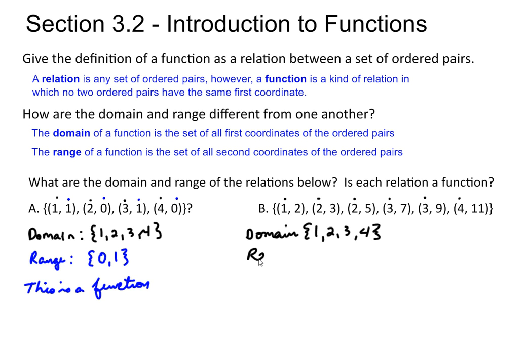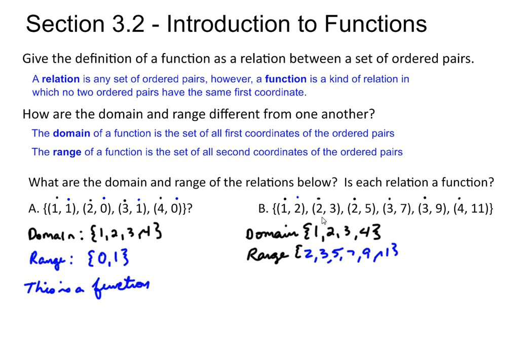The range, well, it looks like the range right here goes, if we look at our second coordinates here, 2, 3, 5, separate each of those elements with a comma, 7, 9, and 11. Uh-oh. Well, you see there's kind of a mismatch here. There's only 4 elements in the domain. There's 1, 2, 3, 4, 5, 6 elements in the range.